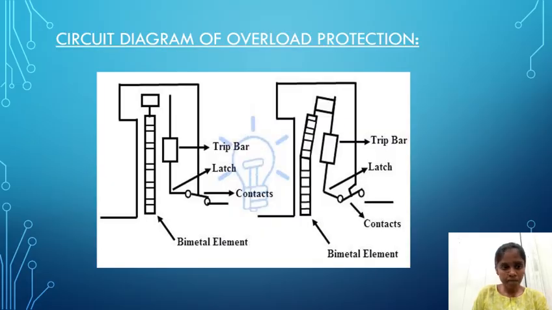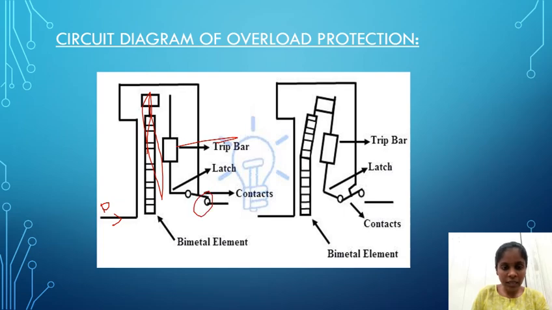Now, the circuit diagram of overload protection. This is the circuit diagram of overload protection, where it contains a bimetallic strip. This is the bimetallic strip, this is the trip bar, and this is the phase, where the current flows from the phase to the contact, I mean to the load. Here it is the contact.